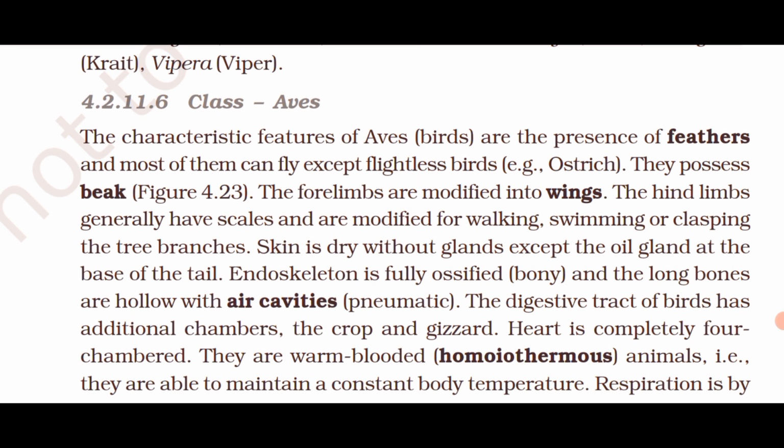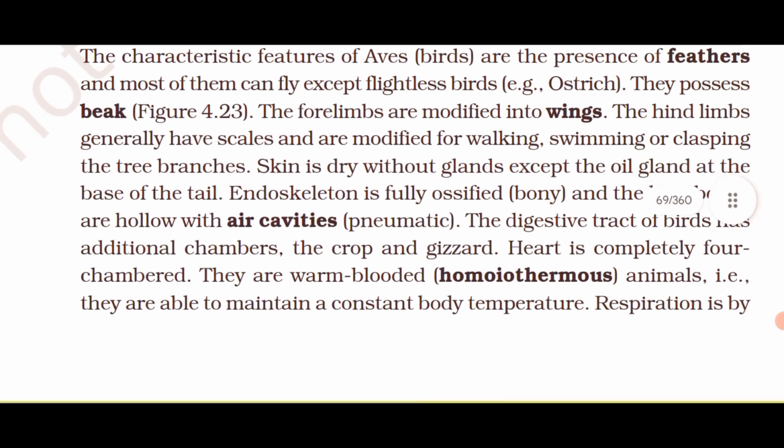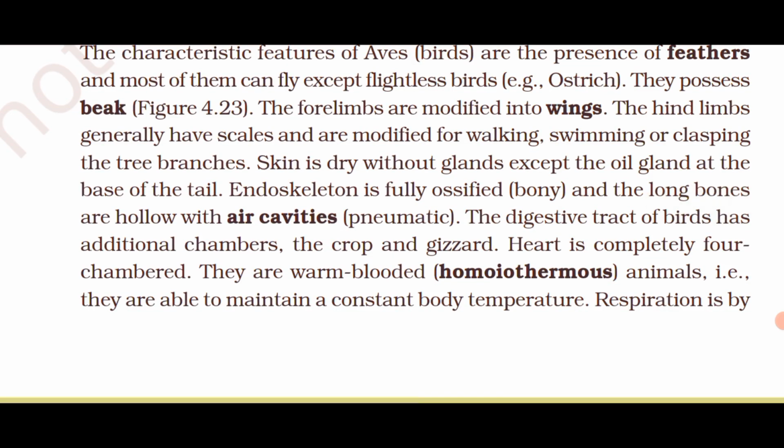Endoskeleton is fully ossified, that is bony, and the long bones are hollow with air cavities known as pneumatic. The digestive tract of birds has additional chambers, the crop and gizzard. Heart is completely four-chambered. They are warm-blooded homeothermous animals, that is, they are able to maintain a constant body temperature.